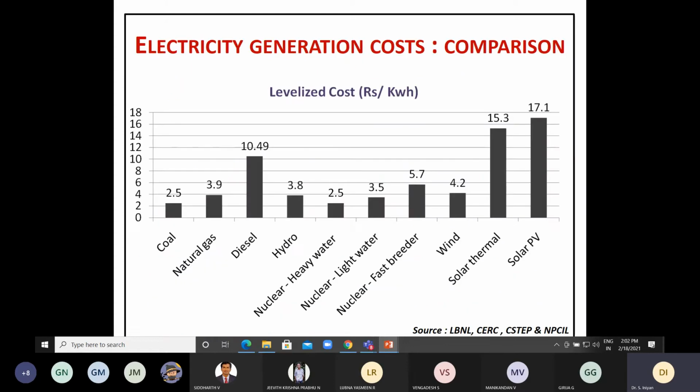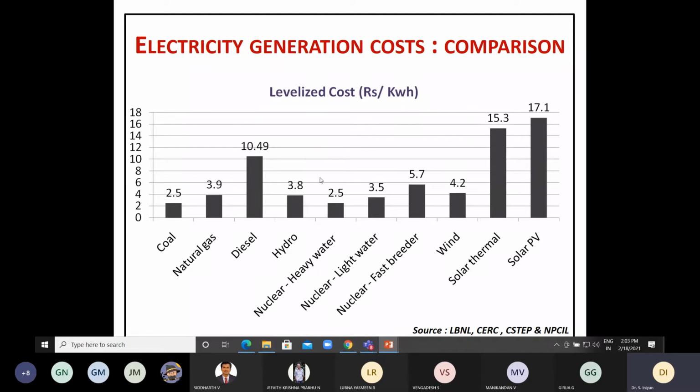And now see the electricity generation cost. Here your x-axis shows the renewable and non-renewable energy sources, and your y-axis shows the cost. So the cost ranges from 0 to 18 rupees. It's 18 rupees, which is the maximum. First we are going to take coal. For coal the cost of generating electricity is 2.5, for natural gas it is 3.9, and for diesel it's 10.4.